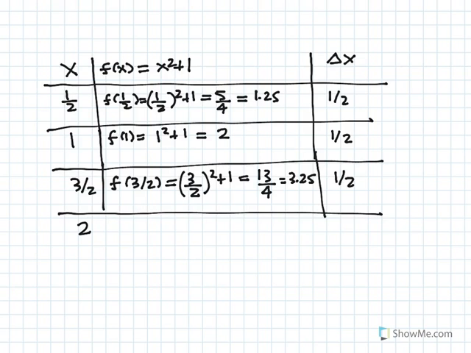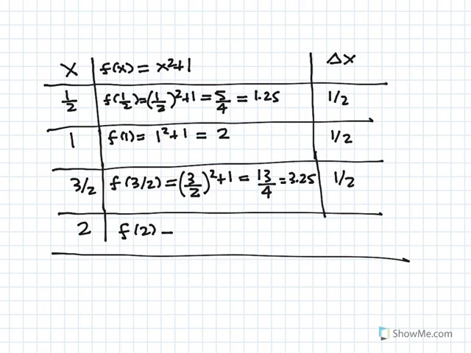And for the last x value, x is 2, f of 2 is equal to 2 squared plus 1. That's equal to 5, and the width is 1/2. Alright, now we're going to evaluate the function at the right endpoints. So let's add up these rectangles.